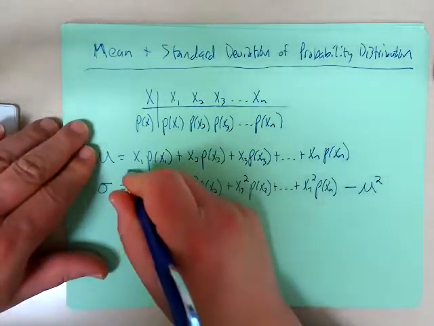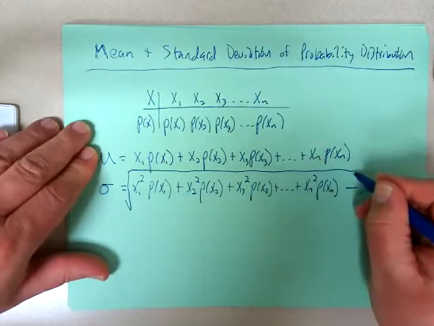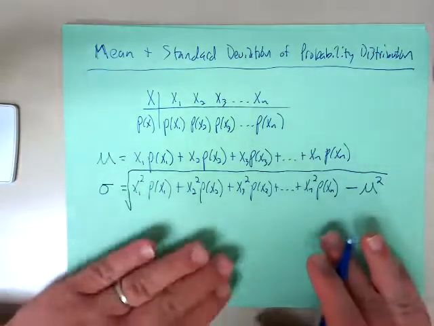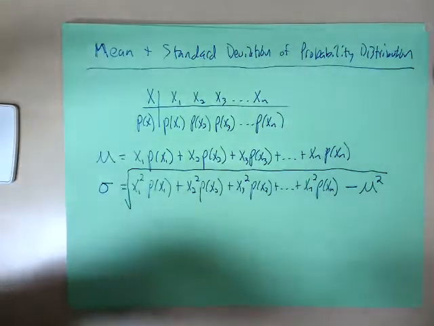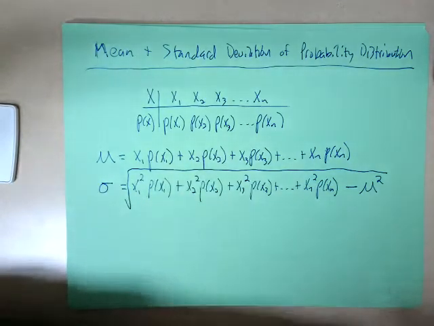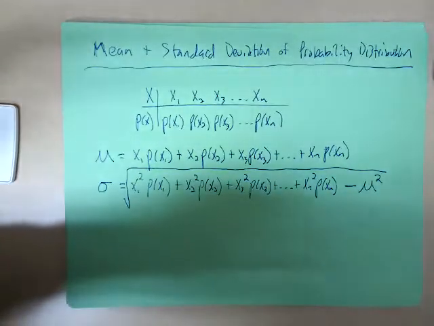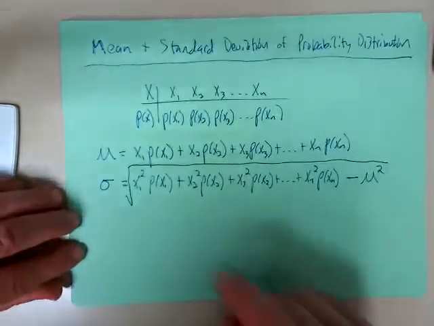To get the standard deviation, you have to take the square root of that. So very much like before, you have the variance, and then you take the square root, and you get the standard deviation. All of that formula gives you the variance. When you take the square root of that, you get the standard deviation.